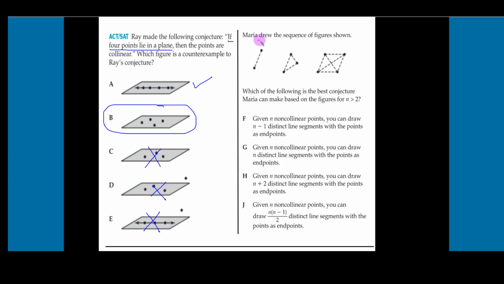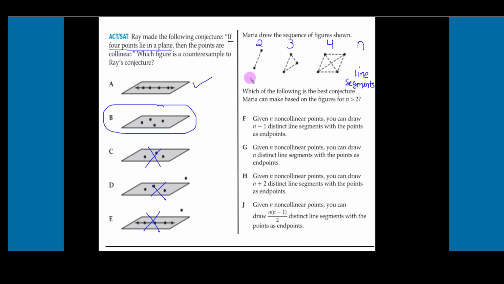So if you notice right here, I have 2 points. Here I have 3 points. And I have 4 points. So basically, n is the number of points. And if you continue reading the multiple choices, you can draw n minus 1 distinct line segments. So here we're comparing points with line segments.